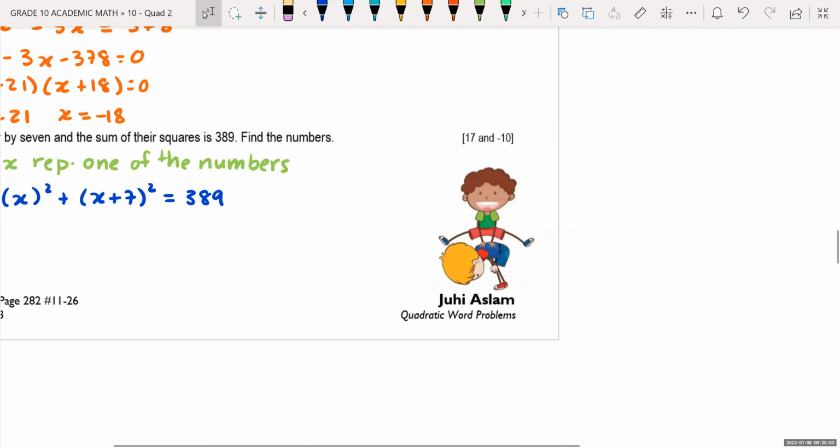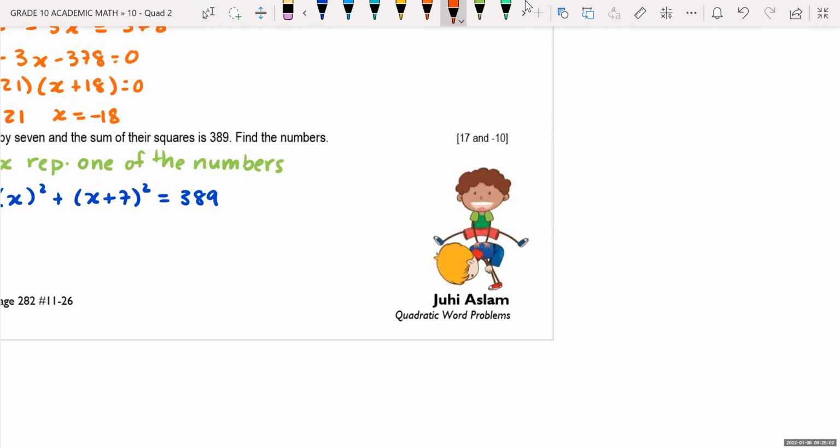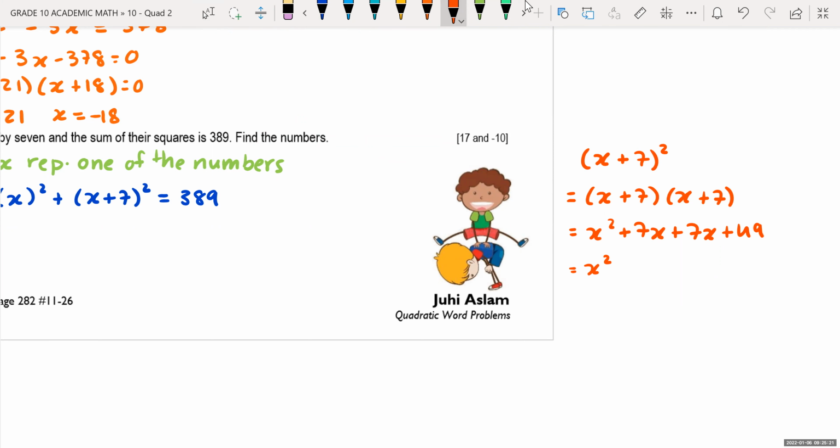I'm going to go over to the side so I can do my work for x plus 7 squared. This is like your rough sheet of paper or just somewhere else. That's like saying x plus 7 times x plus 7, which is x squared plus 7x plus 7x plus 49, which is x squared plus 14x plus 49. So all I've done is I've FOILed it, and I did all the messy work on the side.